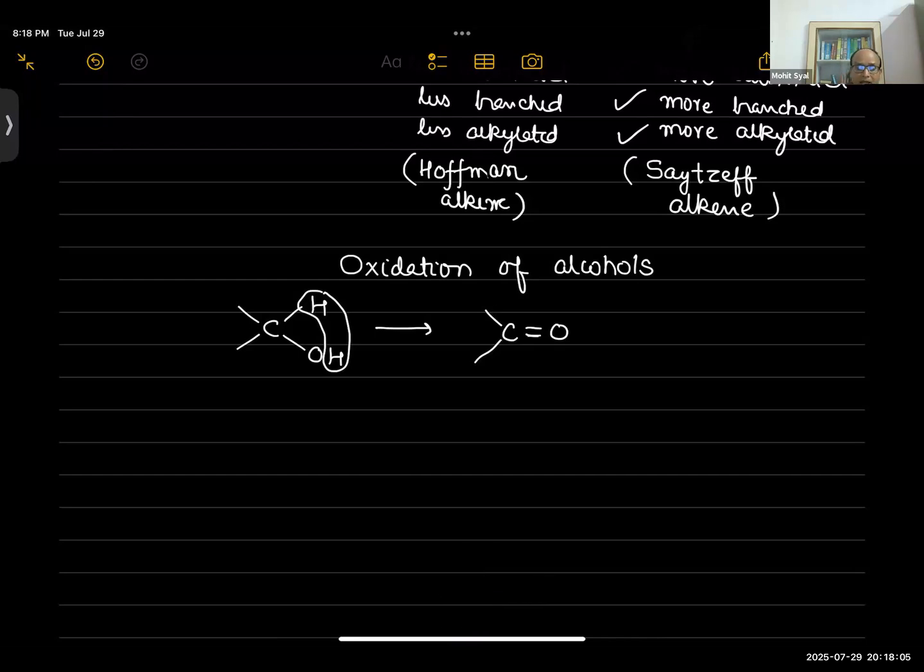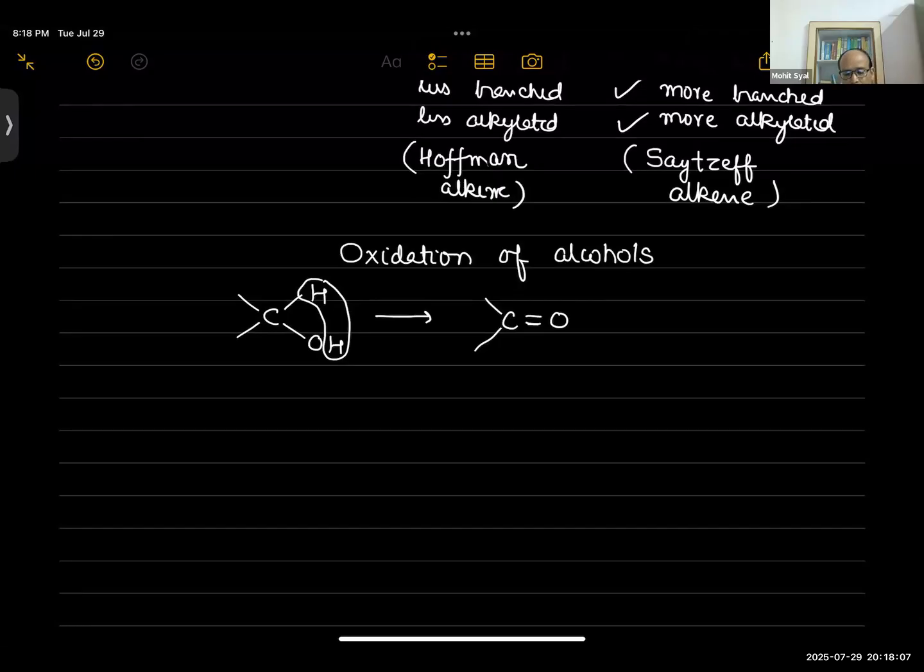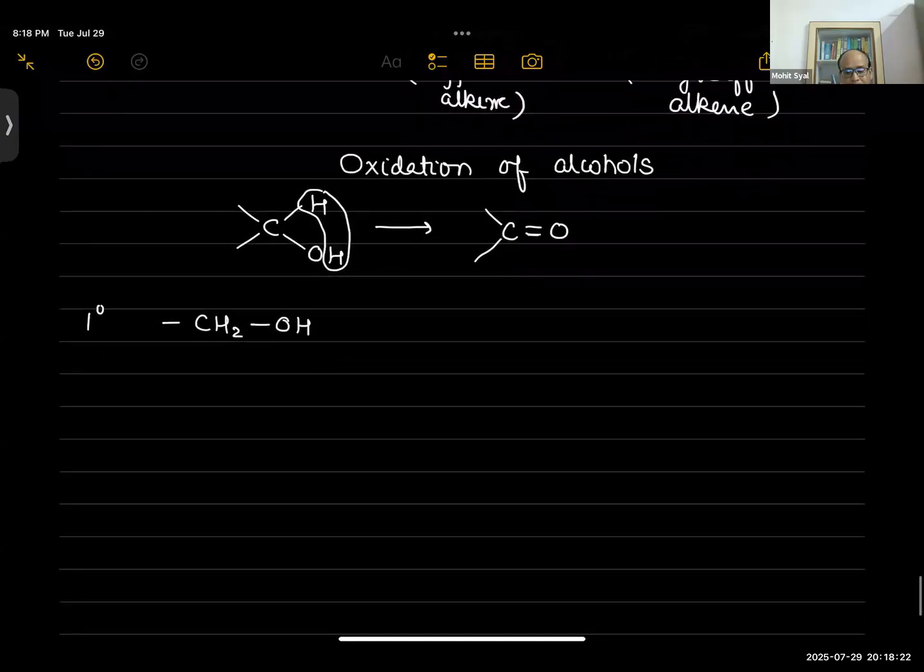The primary alcohols can be oxidized in two different steps. Can any one of you help me out how a primary alcohol can be oxidized in two different ways, two different levels of oxidation? Secondary alcohol has alkyl groups on two sides. This is a primary alcohol. Got it? This is a secondary alcohol.